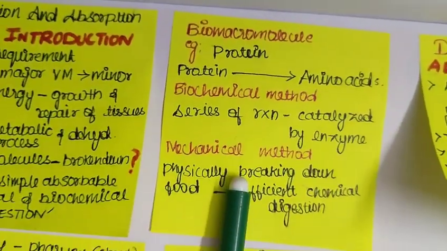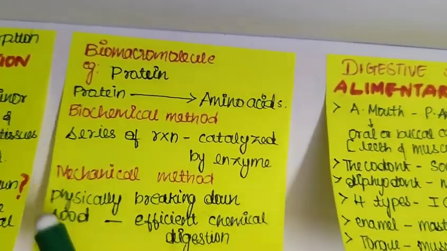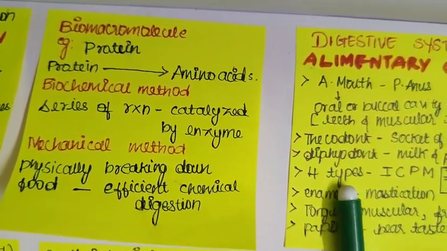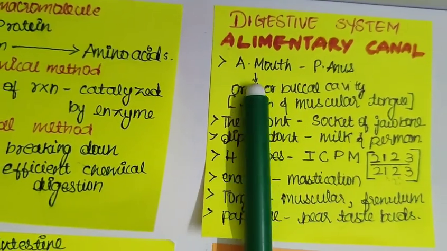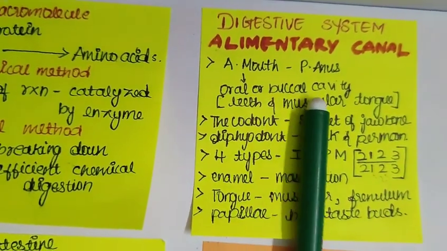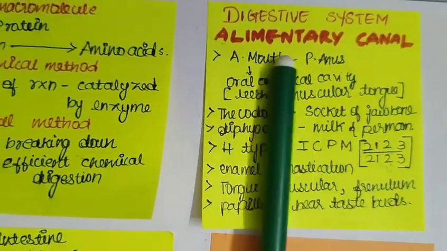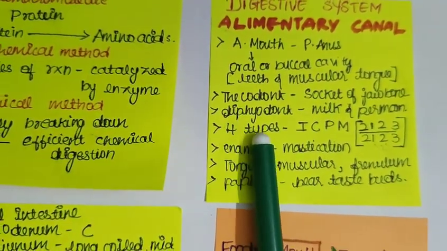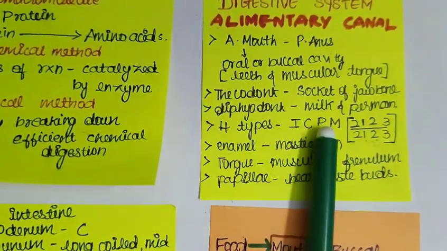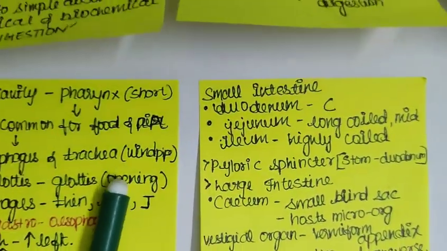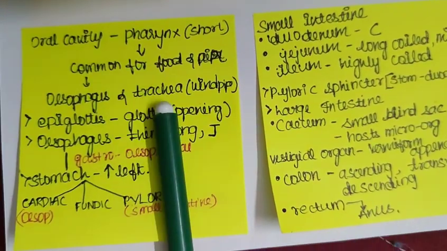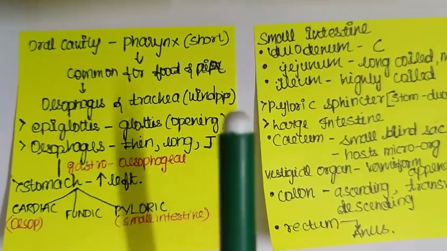We are done with the introduction and we saw some examples for the biomacromolecules and about the biochemical and mechanical methods. Then we started with the alimentary canal. It is starting anteriorly with the mouth and it is ending posteriorly with the anus. Then from the mouth we have the oral cavity, and in the oral cavity we have teeth and musculature, and we talked about that. Then from the oral cavity we are moving to the pharynx. From the pharynx we are going to the esophagus and trachea.